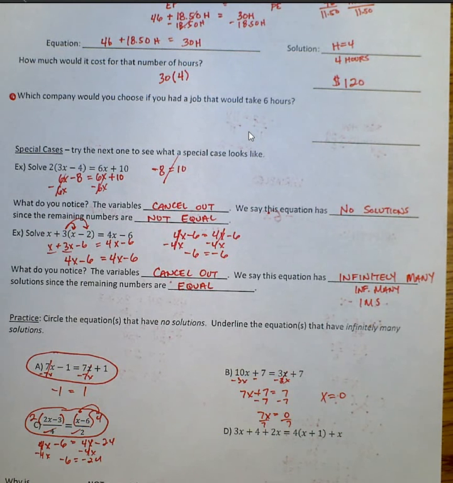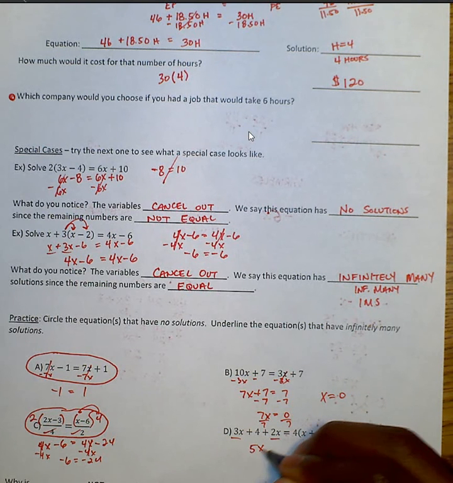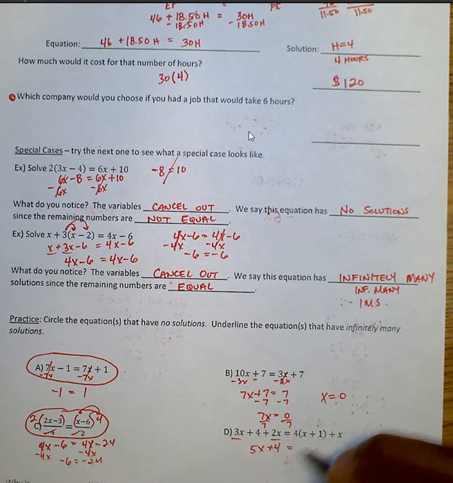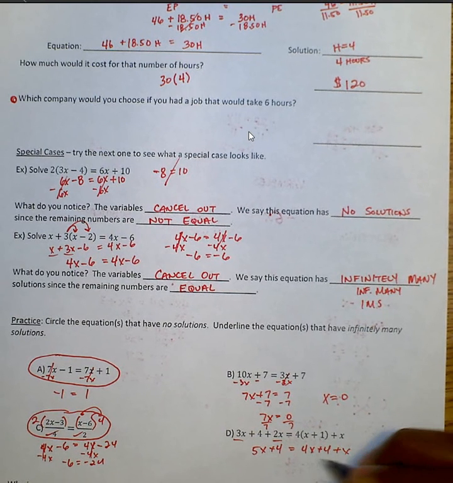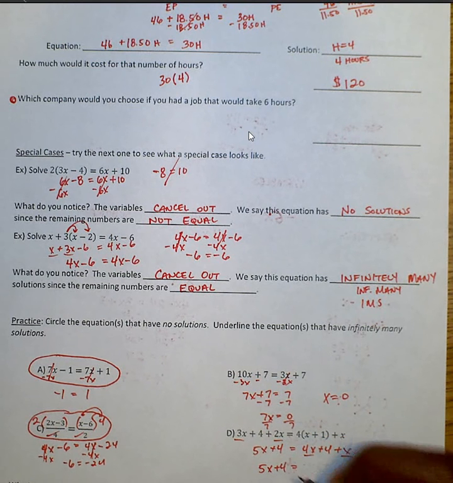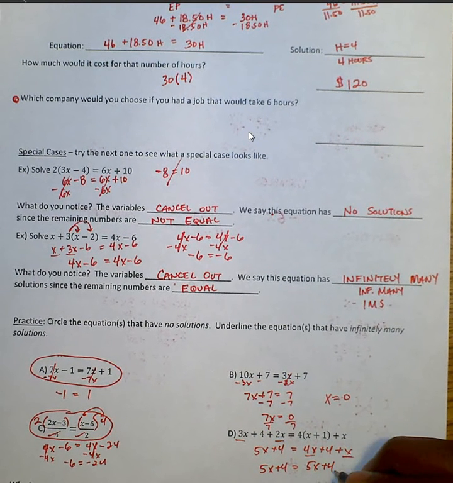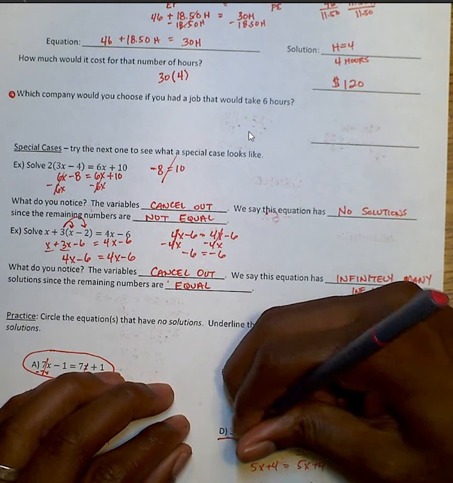And then on number D, I have 5x plus 4 equals 4x plus 4 plus x. Combine my like terms, I have 5x plus 4 on the left. I have 5x plus 4 on the right. So look, these two sides of the equation are the same. I'm just going to underline this equation.